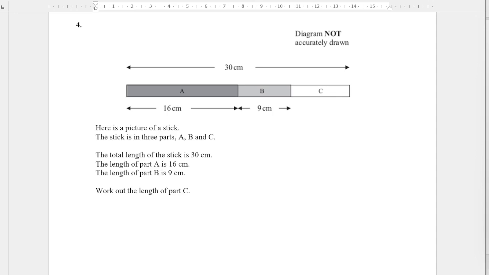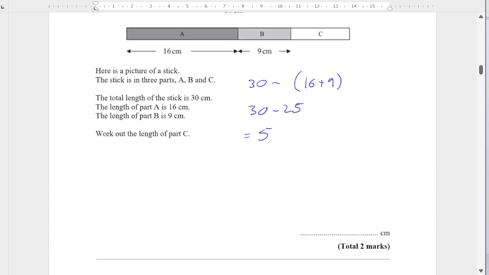Question 4. Here it is a picture of a stick. The stick is in 3 parts, A, B, and C. The total length of the stick is 30. The length of part A is 16. The length of part B is 9. Work out the length of part C. So in effect, I want to do 30 minus 16 plus 9, which is going to be 30 minus 25, which is going to be 5. So we go in 5 centimeters.